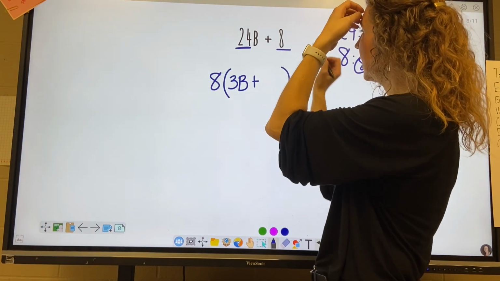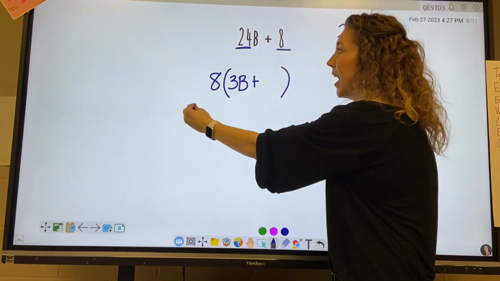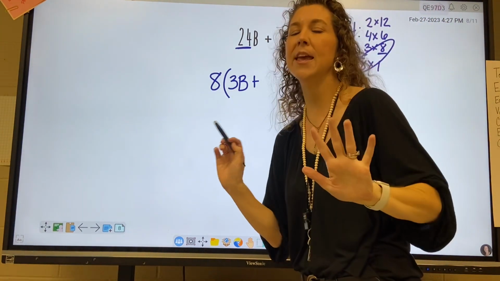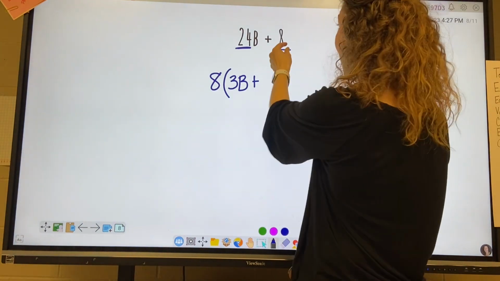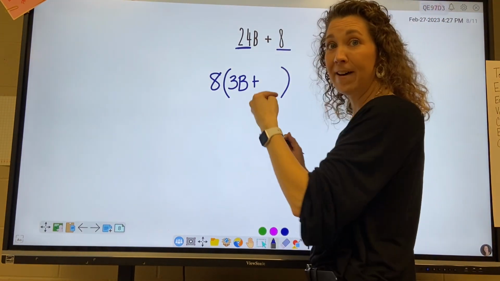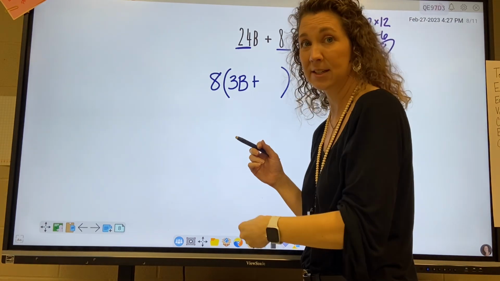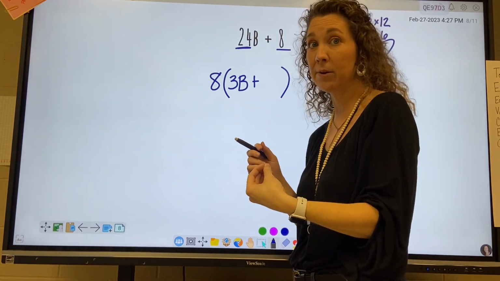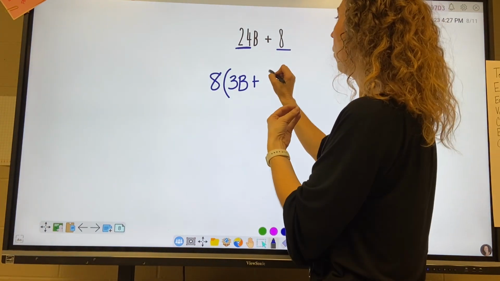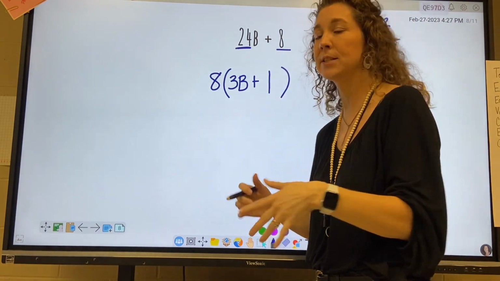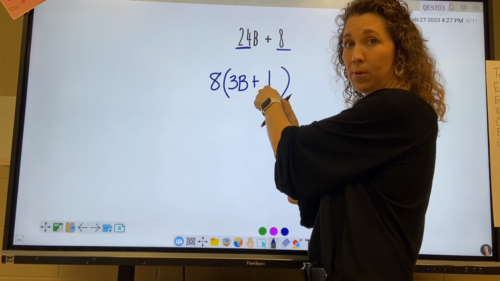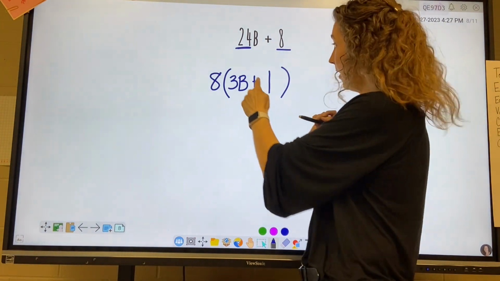Now, this is where it gets tricky. If you factor out the 8, a lot of you are going to think that what's left of the 8 is going to be 0. But it's not. If you divide 8 by 8, what are you left with? It's not 0. It is 1. And sometimes we say the 1's invisible, but this time the 1 is not invisible. We are going to write it.